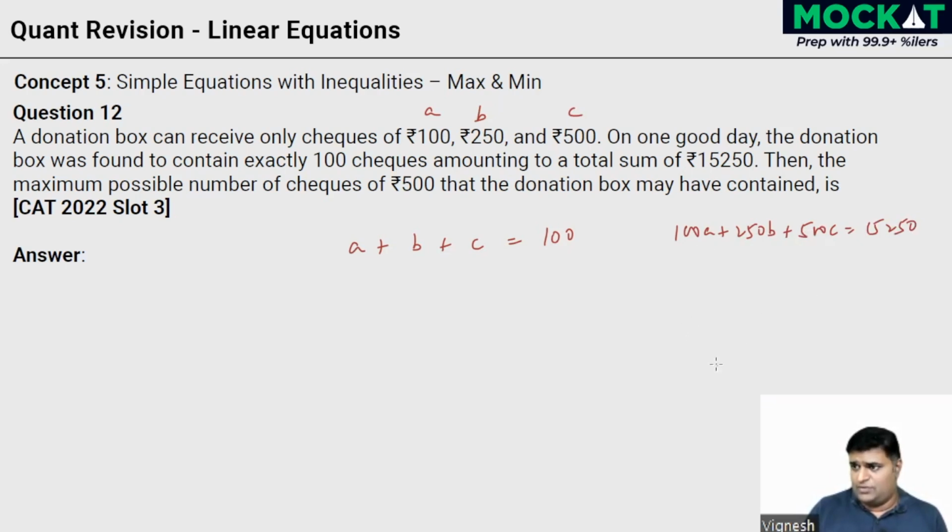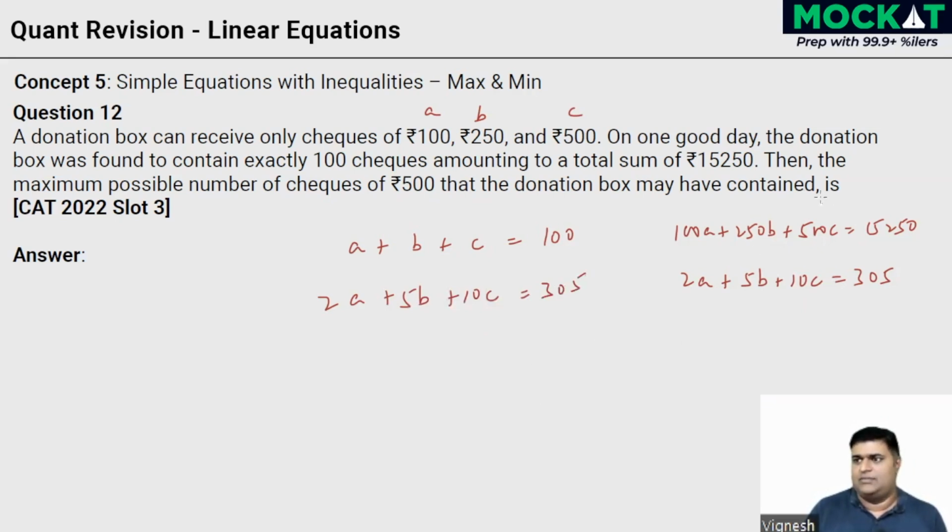What is definitely divisible by all of them? 50 is divisible by all of them. If I divide by 50, I'm going to get 2A plus 5B plus 10C equals, if I have to divide this by 50, 15,000 divided by 50 first is 1,500 by 5, which is 300. 305 is what I get over here, right? So 2A plus 5B plus 10C is 305. I shall write that down over here. A plus B plus C is 100.